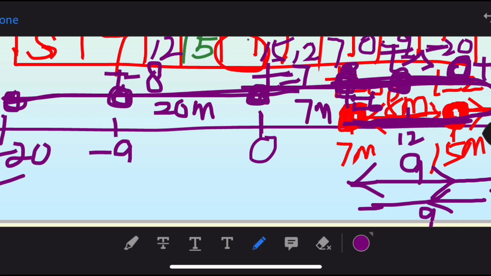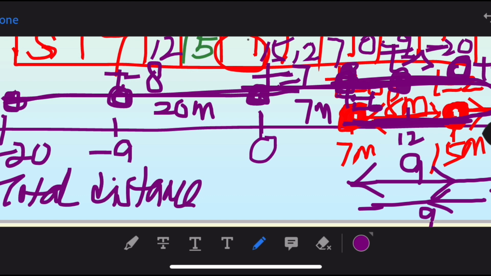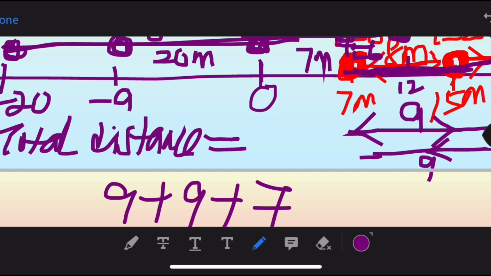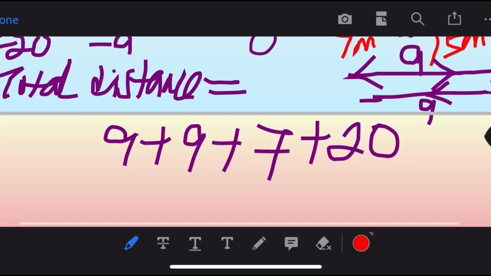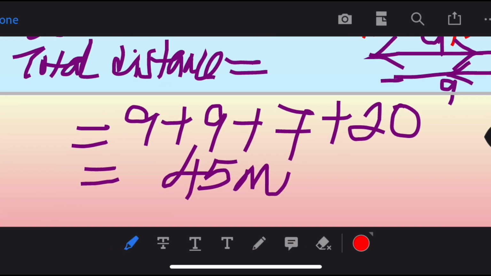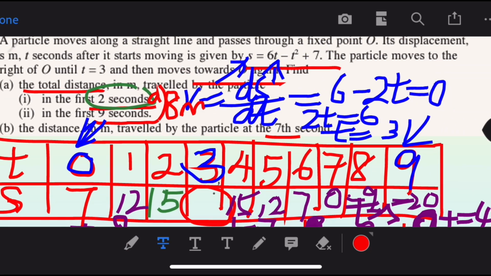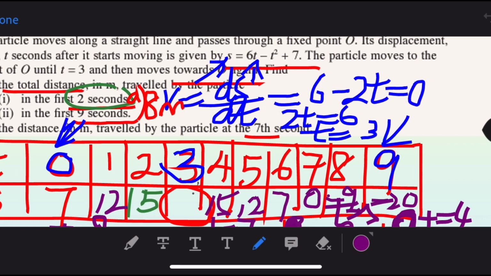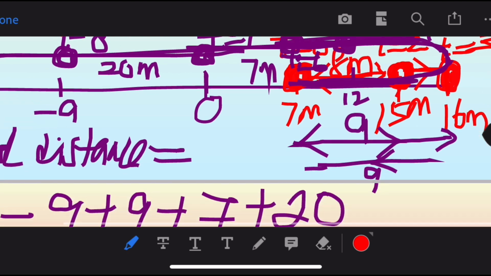So the total distance, if we count the total distance, we must count the magnitude, right? So it will be 9 plus 9 plus 7 plus 20. So the answer for the total distance is 45 meter, right? Okay, there is an answer for total distance traveled in the first 9 seconds. How about the other question, about the distance traveled by the particle at the 7th second? At the 7th second meaning what?